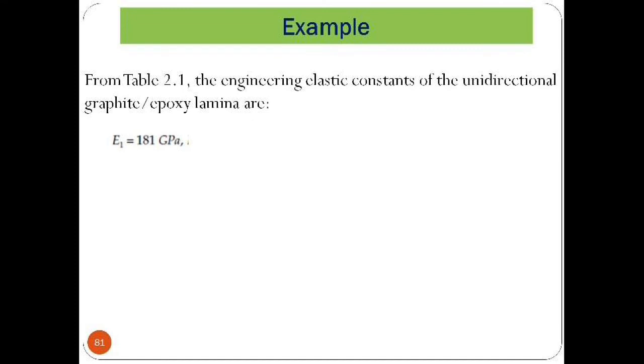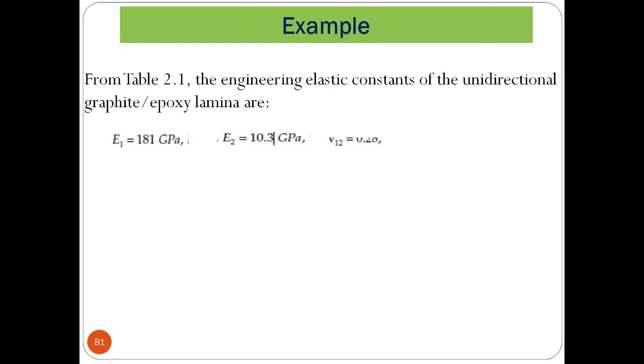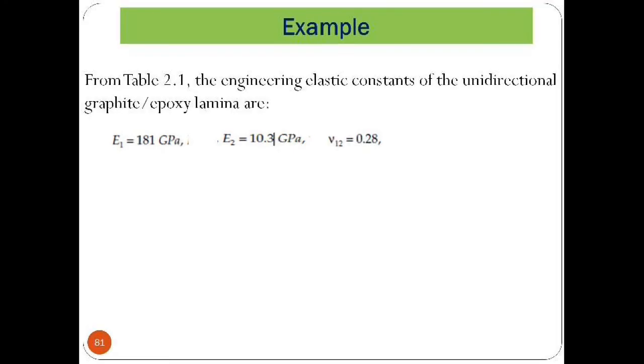Now from table number 2.1, the engineering constants of the unidirectional epoxy lamina are to be taken out, like E1 equals 181 GPa. Transverse direction E2 is 10.3 GPa. In plane Poisson's ratio, or the major Poisson's ratio, is nu12 equals 0.28.